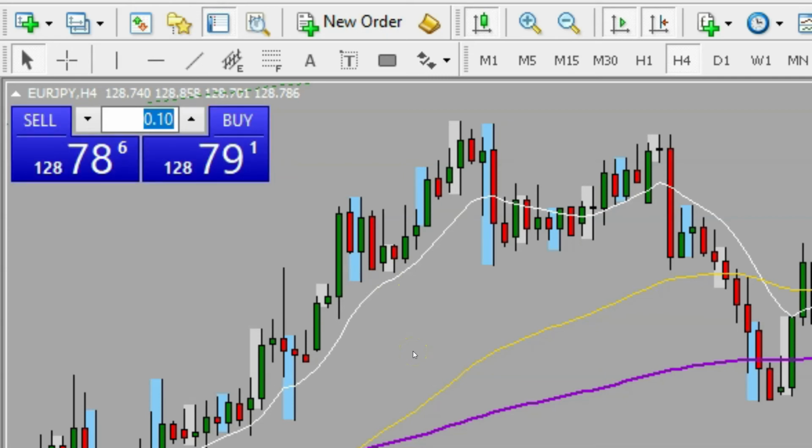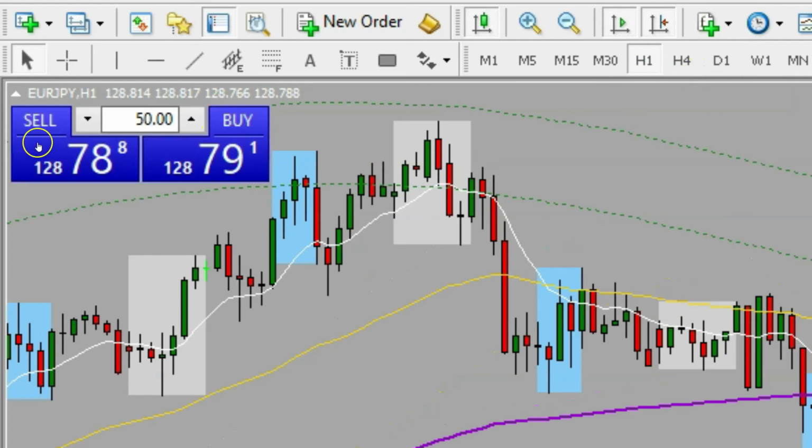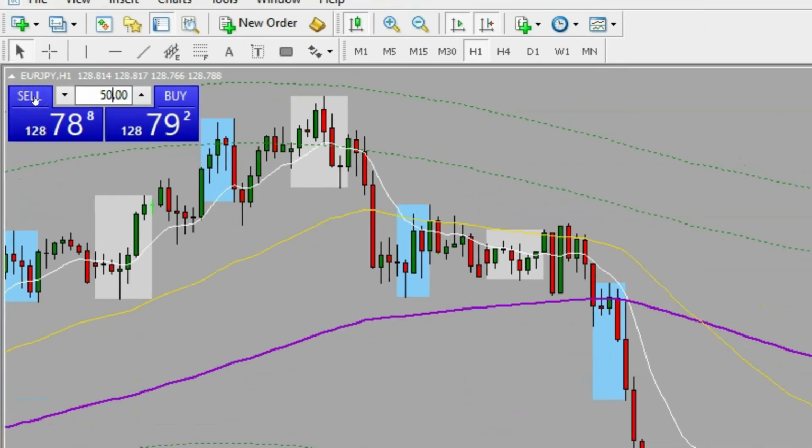Let's just do something crazy. So this is a demo account, it doesn't matter. Let's put in 50 standards. So remember, whatever I put in here, we have to multiply it by 10 in order to understand how much per pip. So 50 standards is actually $500 per pip. $500 per pip. Let's just sell it.